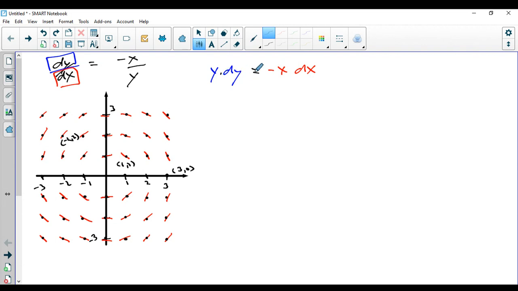More importantly, the dy and the dx are connected with multiplication, which means that both the left side and the right side are in a Riemann integrable form. So I get the green light to integrate both sides.